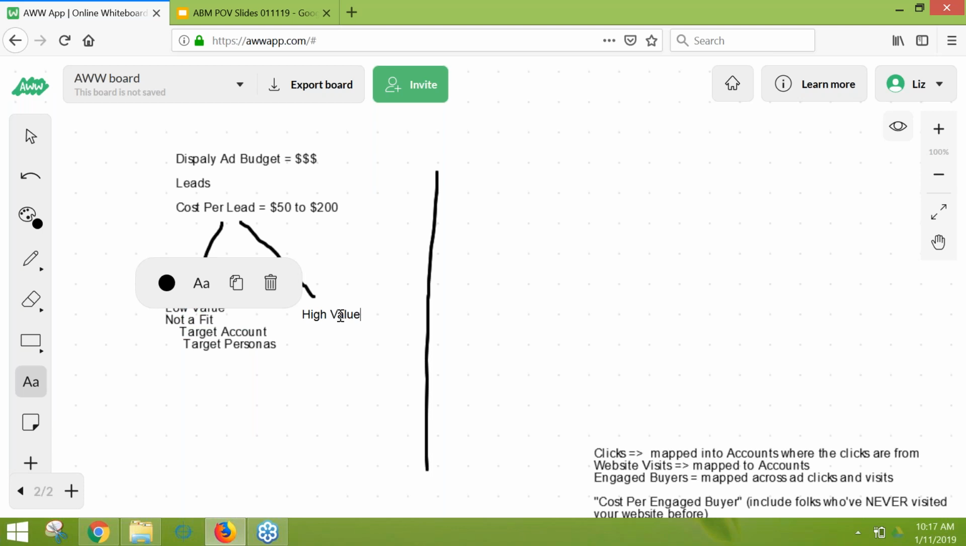You're going to serve out these ads, and you may not get to the people you care about. But the high value ones are the right account. They engage with sales. They have all the characteristics you care about. And this is the one that turns into a meeting, an opportunity, and then, of course, finally a deal.